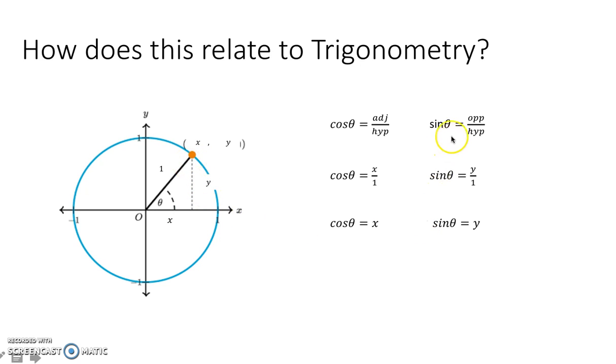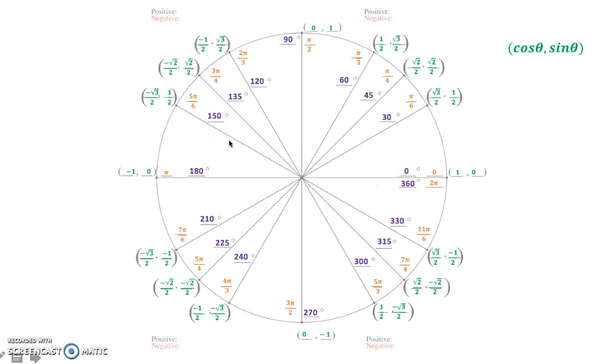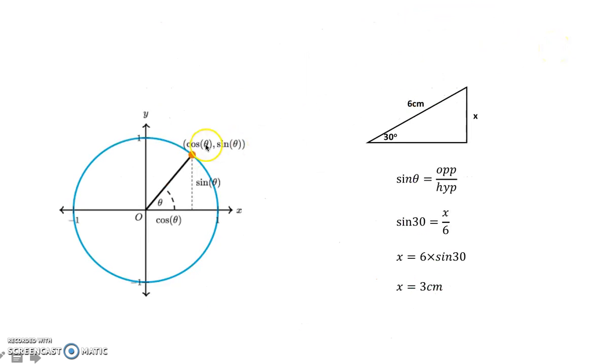Same for sine. Sine theta is the opposite over hypotenuse, which is equal to y over 1, which is y. So another way of drawing this diagram. Yes, there's cos and sine. Okay, so each point can be thought of as cos theta and sine theta. Cos, sine. So how does this relate to what we've done previous years?